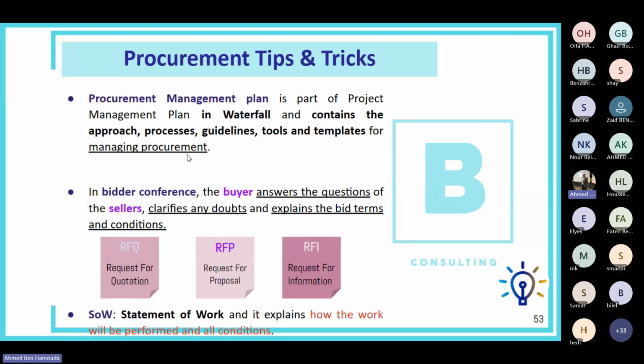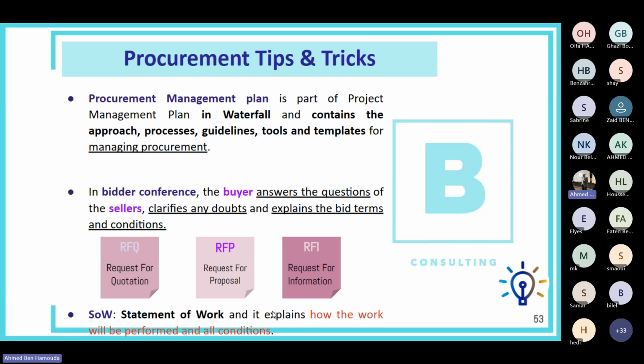Okay. The term bidder conference, this refers to the meeting between the buyer and the potential sellers, where the buyer answers the questions of the sellers, clarifies any doubts, and explains also the bid terms and conditions. Now, RFQ means request for quotation, RFP means request for proposal, and RFI means request for information. The SOW, this is statement of work.